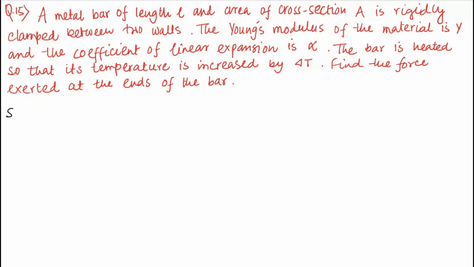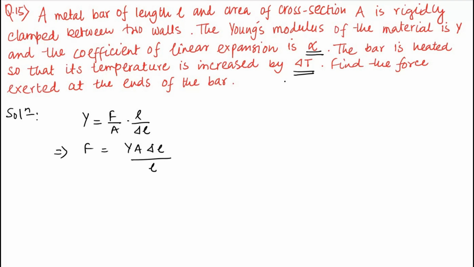At first we know the expression of Young's modulus, which is equal to stress upon strain, that means F by A into L by delta L. Now we have to find out the force exerted on the bar. So from this expression, F is equal to Y A delta L divided by L. Here it's mentioned that the coefficient of linear expansion is alpha and the bar is heated so that its temperature is increased by delta T.